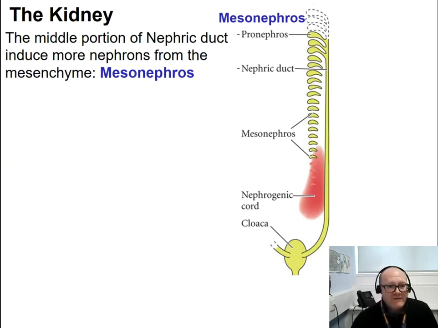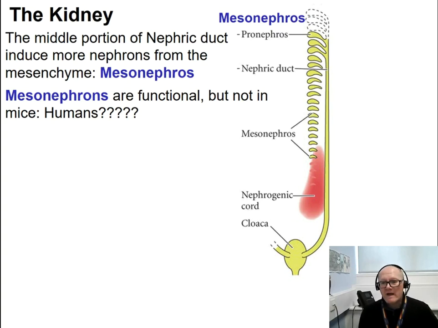The middle portion of the nephric duct induces the formation, from the adjacent mesenchyma, of the second phase of development of the kidney, which is the mesonephrons. The mesonephrons are called mesonephrons because they are formed from the middle of the nephric tube. Or to remember it differently, the pronephrons are formed initially, and at the second stage, the mesonephrons form.